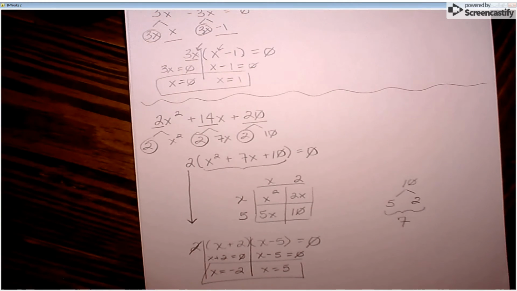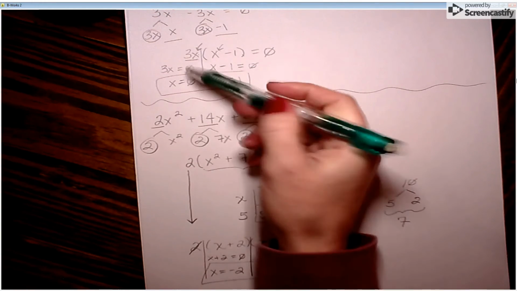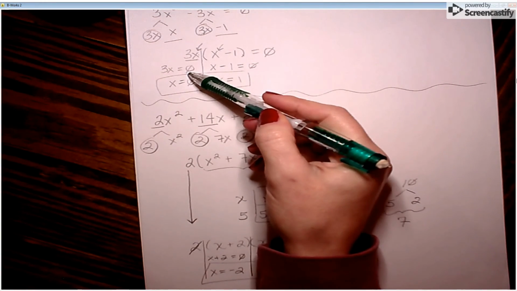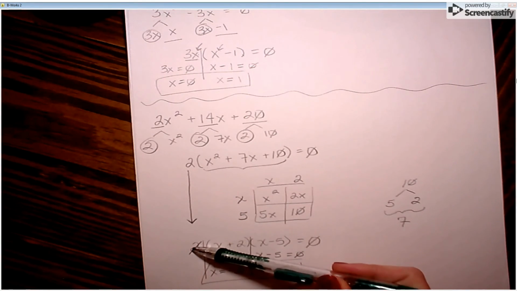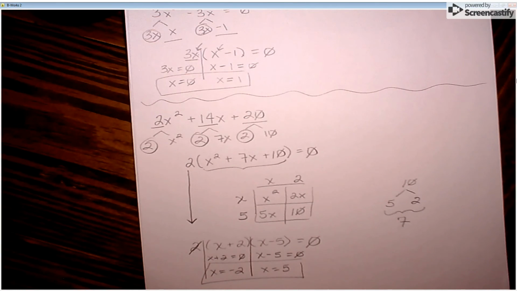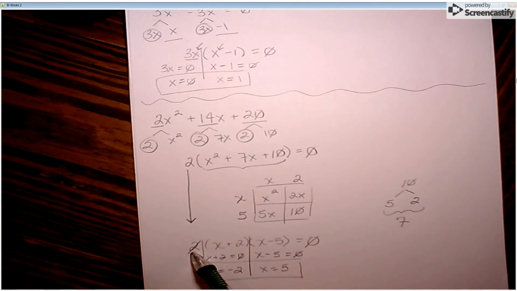And that's the biggest difference there. If it has an x, I do need to work with it and figure out what x value makes that 0. If it doesn't have an x, it's chilling by itself. Nothing we do is going to make that equal to 0, so I let it be.